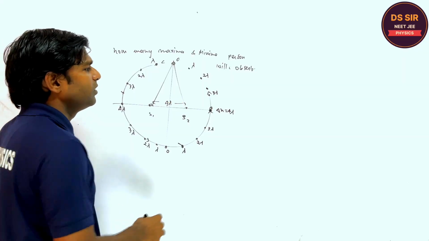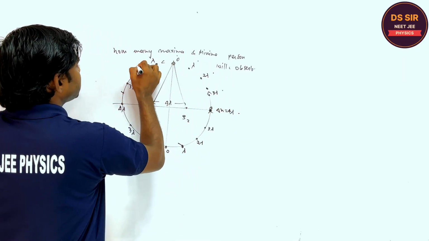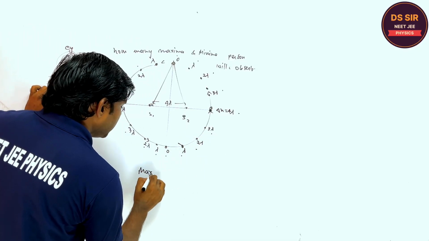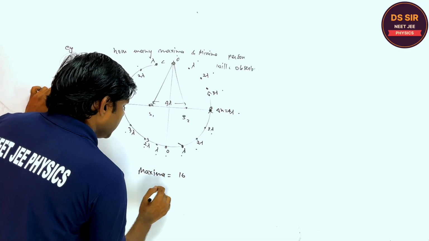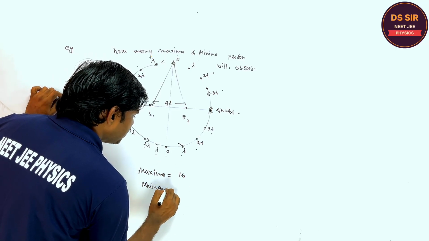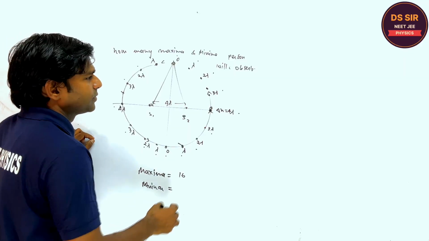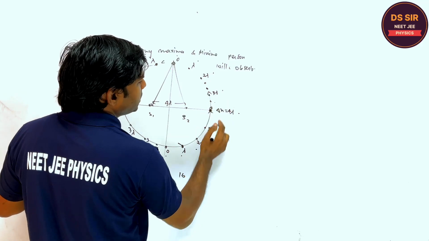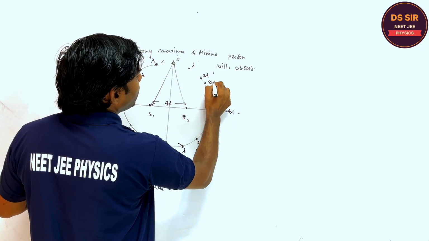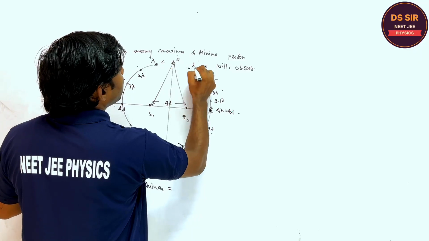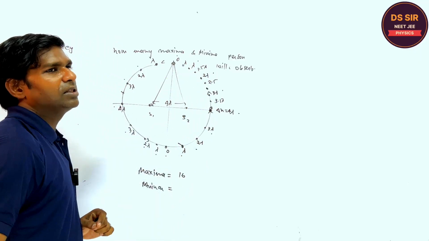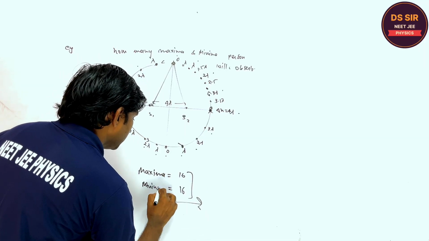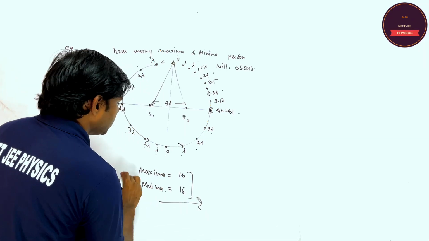So how many maxima will he observe? 1, 2, 3, 4, 5, 6, 7, 8, 9, 10, 11, 12, 13, 14, 15, 16. So the maxima is 16. Now how many minima? This is lambda by 2, 3 lambda by 2. Sorry, this is 3.5 lambda, 2.5 lambda, 1.5 lambda, and this is 0.5 lambda. So 4 minima on each side, 4 plus 4 plus 4 plus 4. Again 16 minima you will get. So this is the solution.